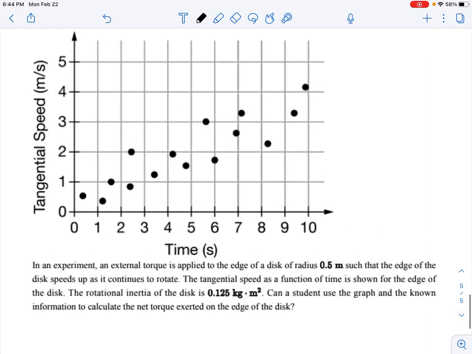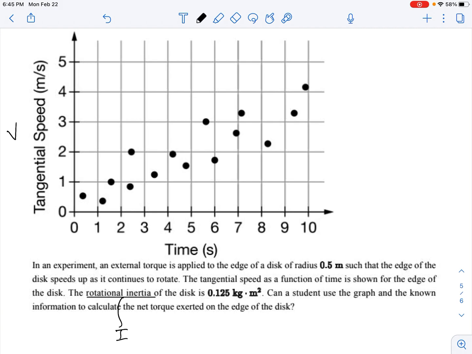Let's look at one more example together. In an experiment, an external torque is applied to the edge of a disc of radius 0.5 meters such that the edge of the disc speeds up as it continues to rotate. The tangential speed as a function of time is shown for the edge of the disc. The rotational inertia of the disc, okay, this is a fancy way of saying moment of inertia, so that's I, is 0.125 kilogram meters squared. Can the student use the graph and the known information to calculate the net torque on the edge of the disc? Okay, so here's the deal.